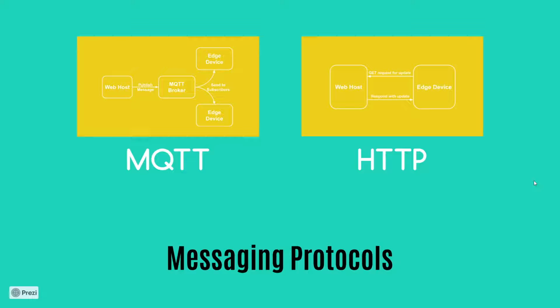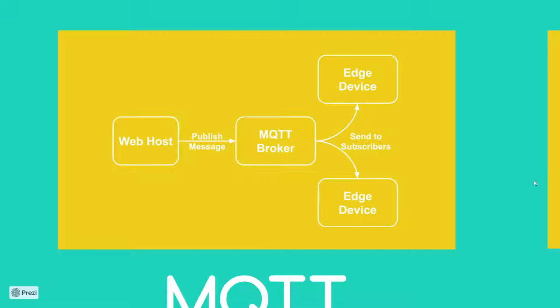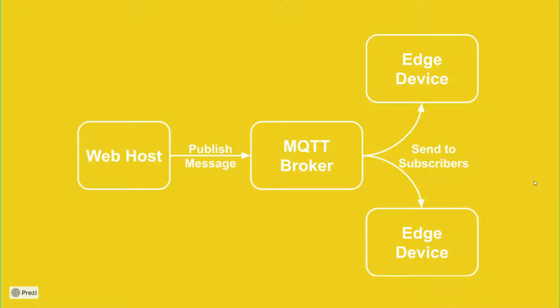Two messaging protocols were used to complete the over-the-air update, the first being MQTT and the second HTTP. MQTT works by having a centralized MQTT broker that handles message passing. They can determine, based on who is subscribed to a topic, who should be receiving messages. In this case, the web host publishes a message to the broker, and the edge devices will then be receiving those updates because they are subscribers to the topic.